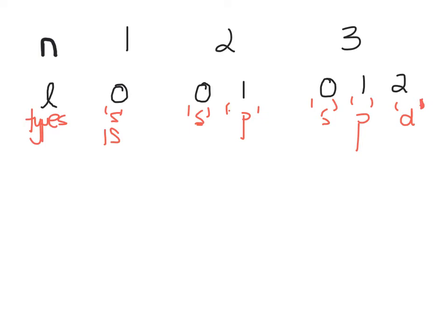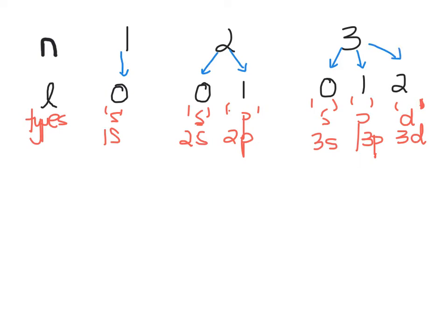The second energy level has two types of orbitals. We've got a 2s type and a 2p type. On the third energy level, we have a 3s orbital, we have 3p orbitals, and we have 3d orbitals. So the higher the energy level, the more types of orbitals you have.